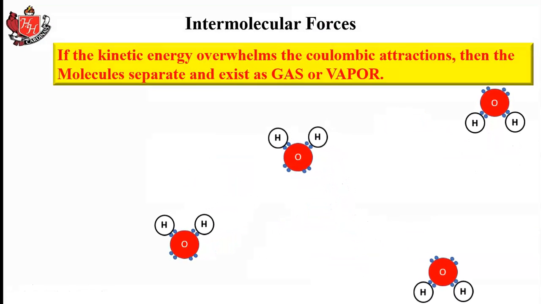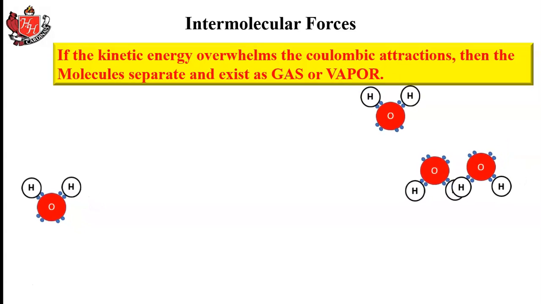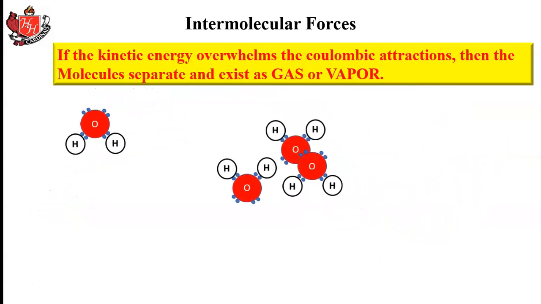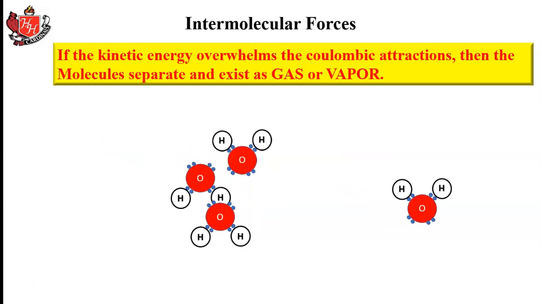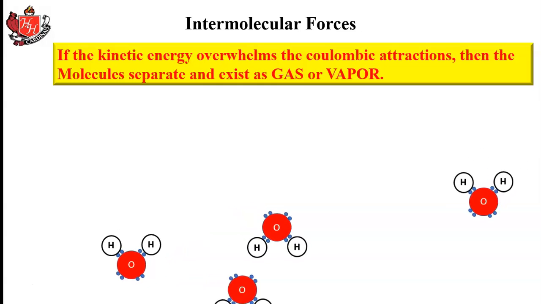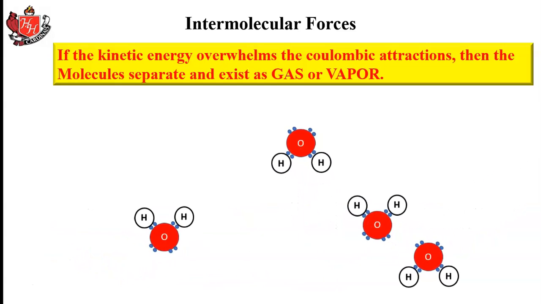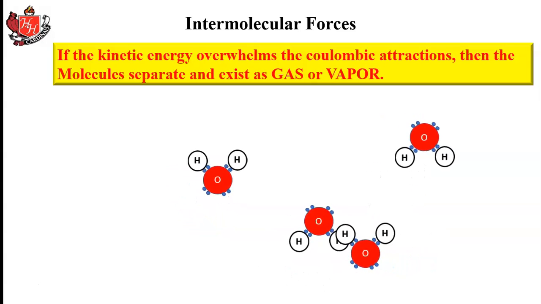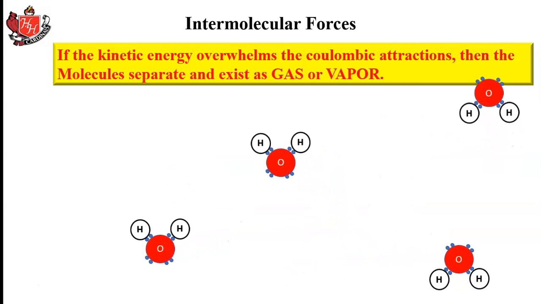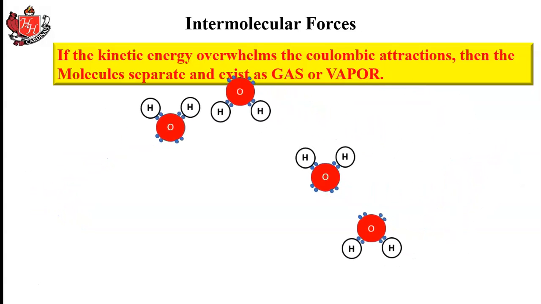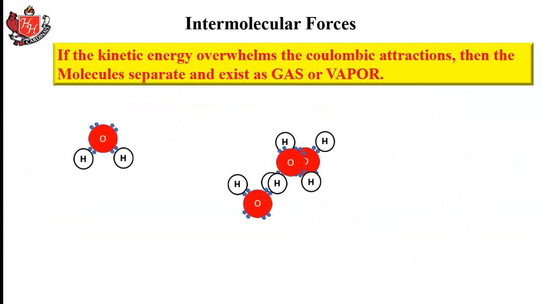Alright, so we talked about gases last week when we talked about intermolecular forces. So remember that all molecules have a battle between intermolecular forces that want to attract them together and kinetic energy, which gives them enough energy to pull apart from each other. So if kinetic energy overwhelms the Coulombic attractions between molecules, in this case water molecules, then the molecules separate and exist as gas or as vapor.